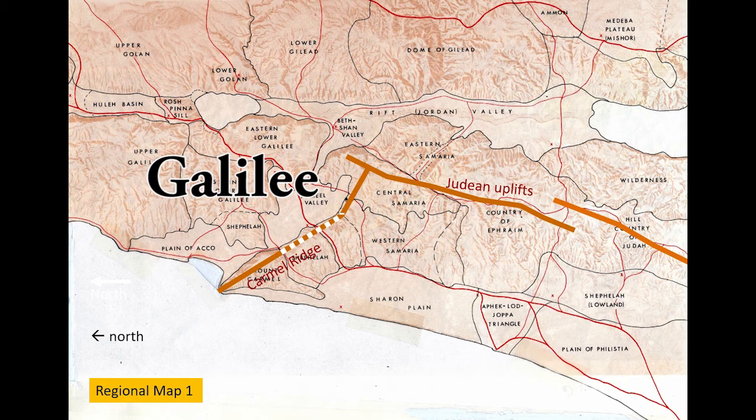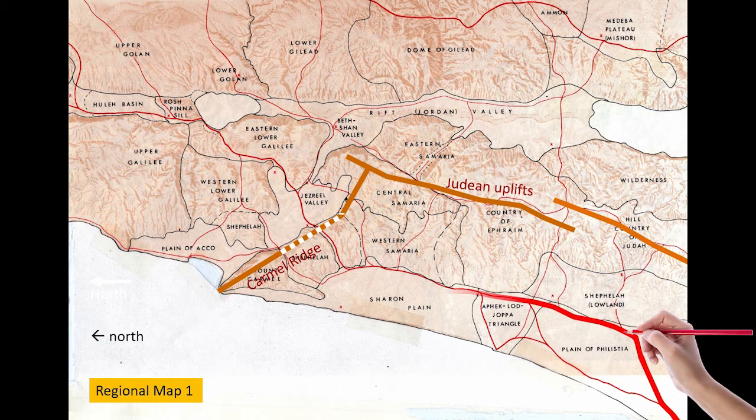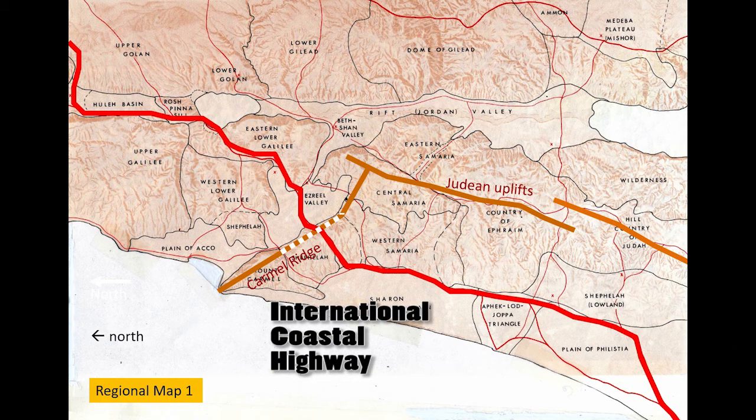Now let's add an international trade route, the International Coastal Highway. It runs from Egypt across the coastal plain. It cuts through the Carmel Ridge, goes through Galilee, and then off to the northeast to Damascus and beyond. You may have heard this trade route referred to as the Way of the Sea, but there are real questions as to if that is the proper title for it, so I prefer to call it the International Coastal Highway.